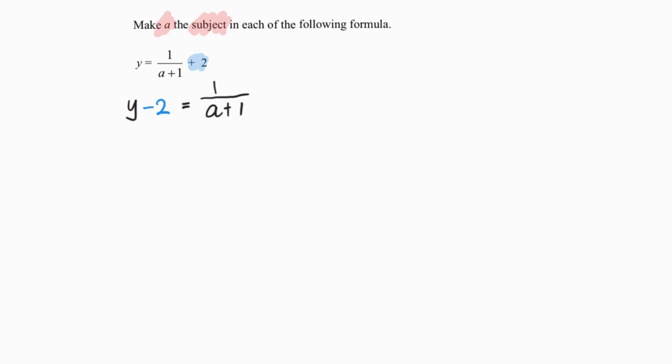Then I see that this is a denominator. I don't like fractions, so I am going to multiply by A plus 1 on both sides. And do take note, when I do that, I'm trying to multiply y minus 2, the whole thing, also. And you will see that the next step, actually, we would have A plus 1 times y minus 2 equals to 1. I multiply A plus 1 on both sides.